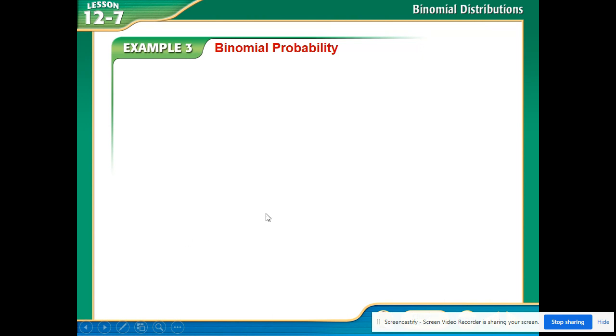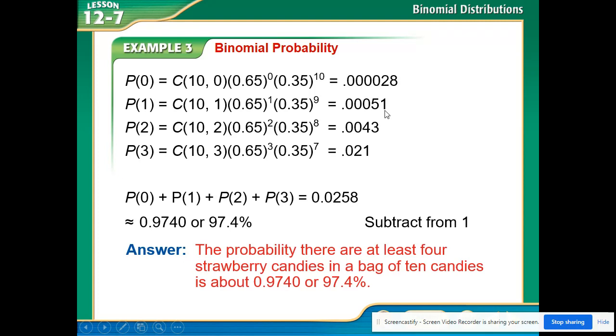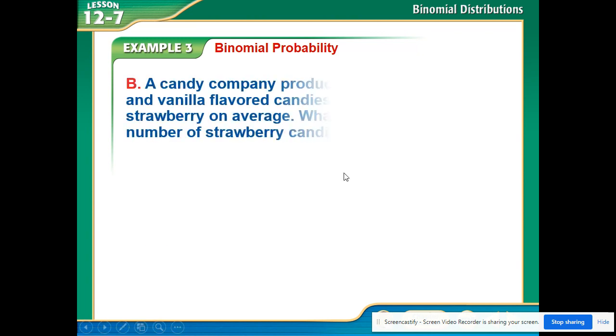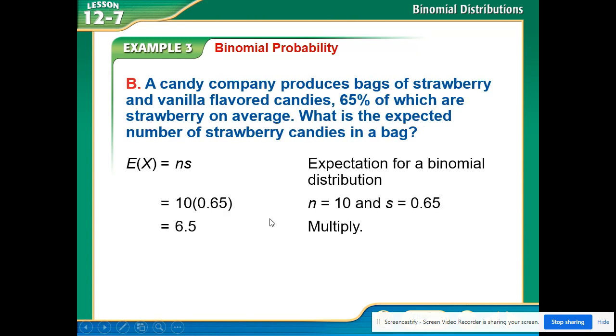So that's why some of these values were so low, because we should expect 6 or 7 in a bag, not 0, 1, 2, or 3. Are they possible? Absolutely. Very rarely, but they are possible. So our expected value is 6.5.